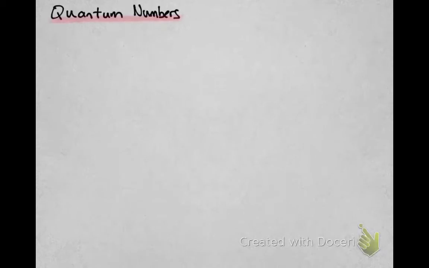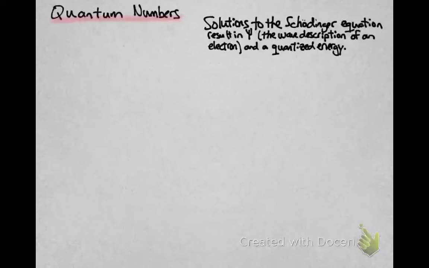In this video, we're going to talk about the meaning and use of quantum numbers in describing electrons in the hydrogen atom. You remember from previous discussions in class that the solutions to the Schrödinger equation provide information about the electron, psi, the wave description of the electron, and the quantized energy for the electron in that state.